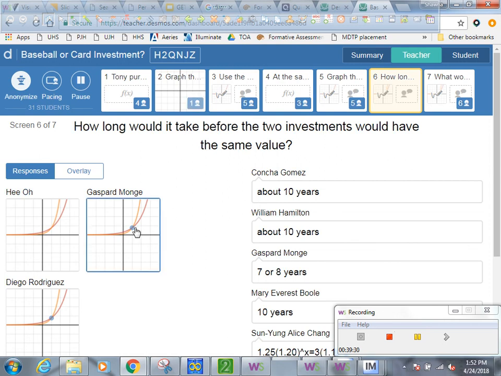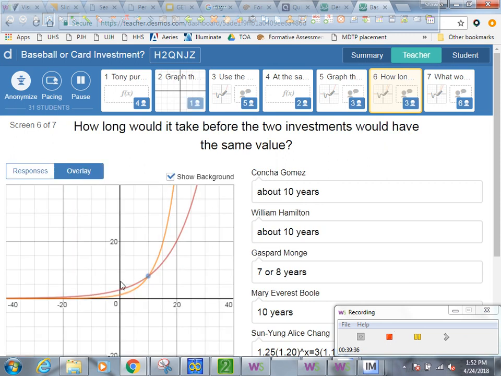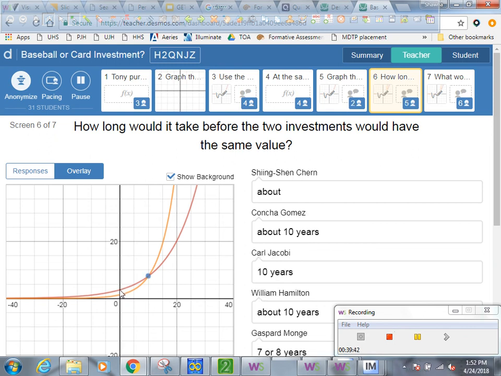Then it says, how long would it take before the two investments would have the same value? So you had to find where they intersected. That was after about 10 years. We'll overlay it. So the first one I know is the one where it started with $3 because it's more. The initial amount is more, it's at 0.3. And the second one's at 1.25. So I know the orange one is the second function, and the red one's the first one.